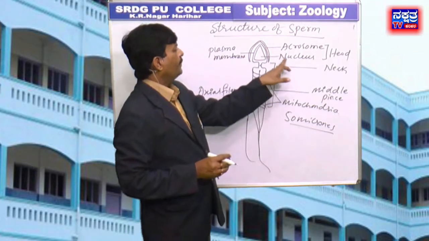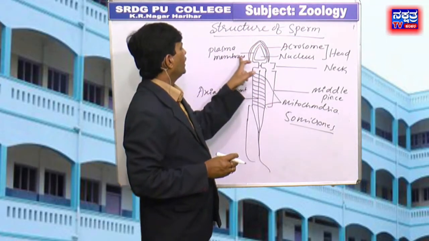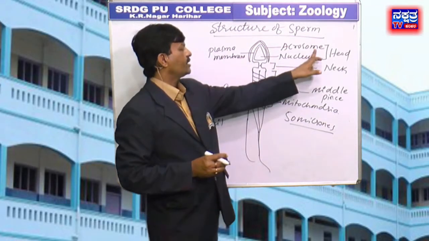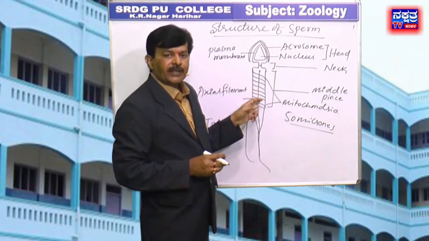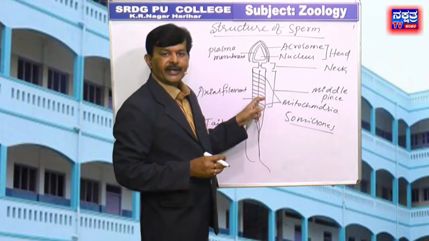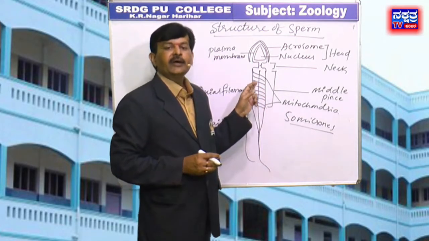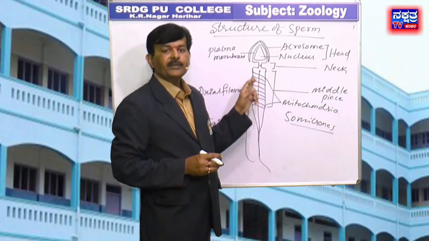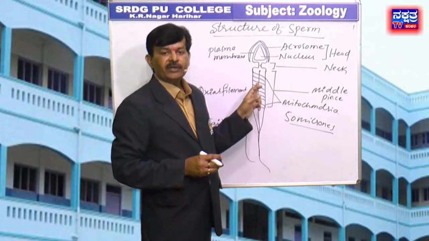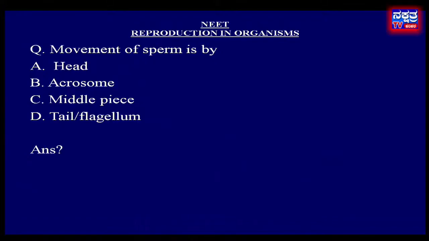Head is located at the anterior side and it is covered by a cap-like structure called acrosome. The middle piece possesses numerous mitochondrial spirals or mitochondria which produce energy for the movement of tail that facilitate sperm motility essential for the fertilization. Therefore, in the given option C, middle piece is the right answer.